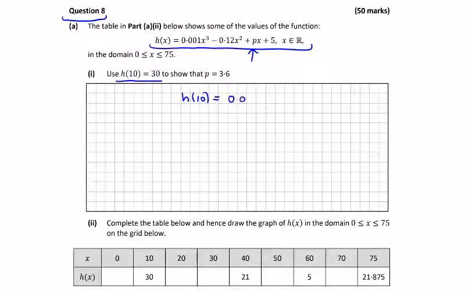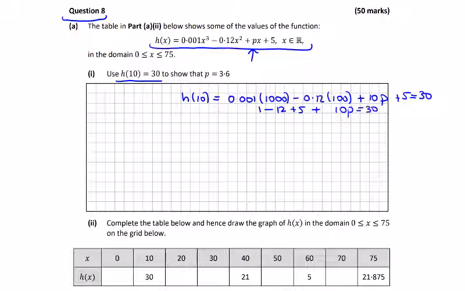is equal to 0.001 by 10 cubed, which is 1000, minus 0.12 by 10 squared, which is 100, plus just 10p, x is 10, and then plus 5 equals 30. So 1 minus 12 plus 5 plus 10p is equal to 30. So that's bringing a minus 6 across. We're going to get 10p is equal to 36. So we can see that p is 3.6.